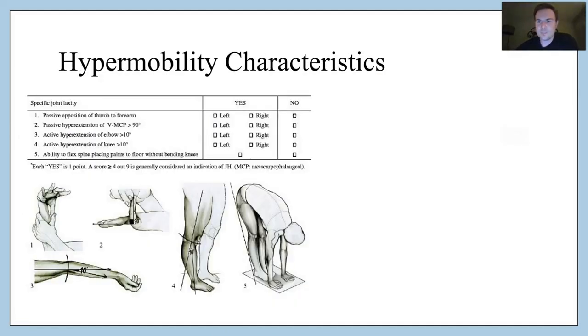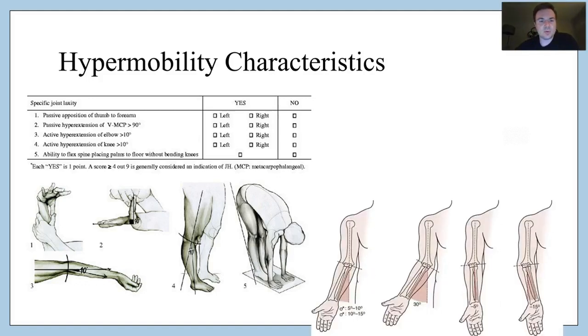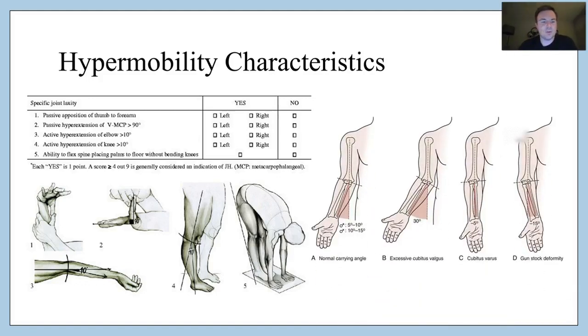Again, this should be a review at this point, but hypermobility characteristics in the upper extremity include your carrying angle as well as your excessive internal-external rotation. We'll also look at ways you can do that by reaching behind the back or into external or internal rotation, and of course the Beighton index or the Beighton score. So we'll go over that in class as well.